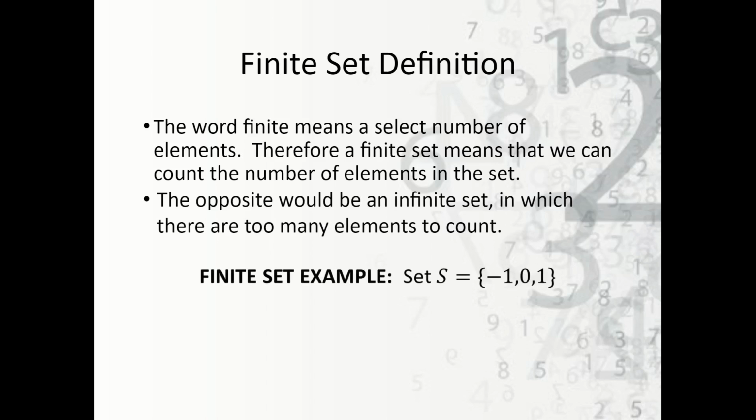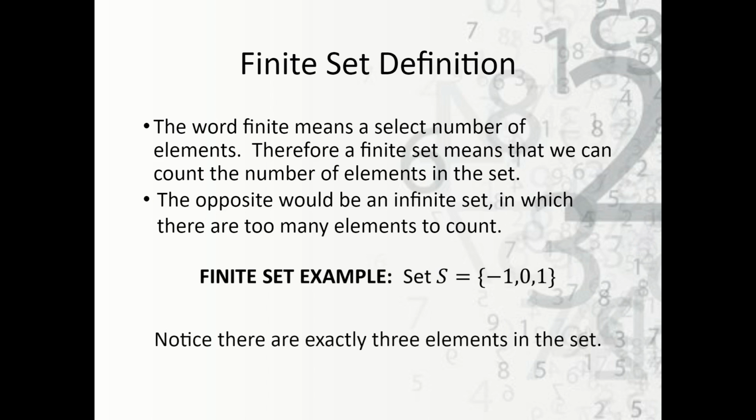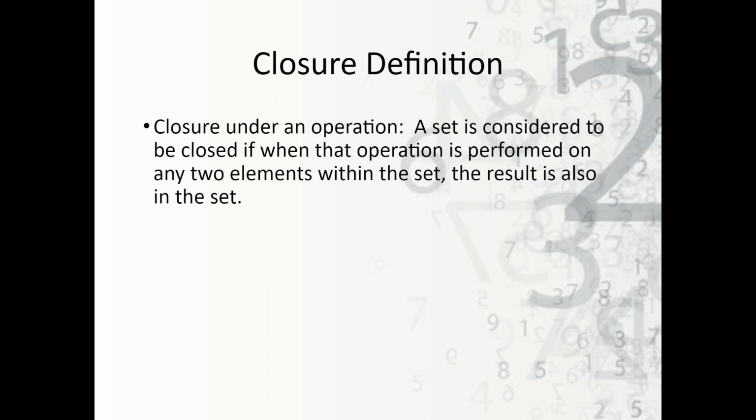Now, an example of what this looks like is this. S equals the set of -1, 0, and 1. What that means is these are the only values in the set, and we can count them. There's 1, 2, 3 elements in the set. So that's a finite set. We can say that the set is exactly these numbers here. Notice there are exactly 3 elements in the set.